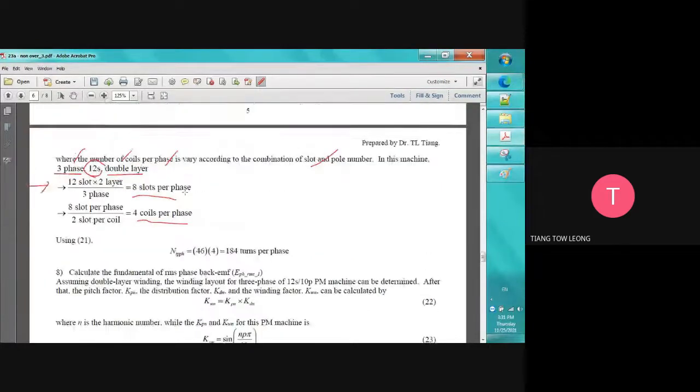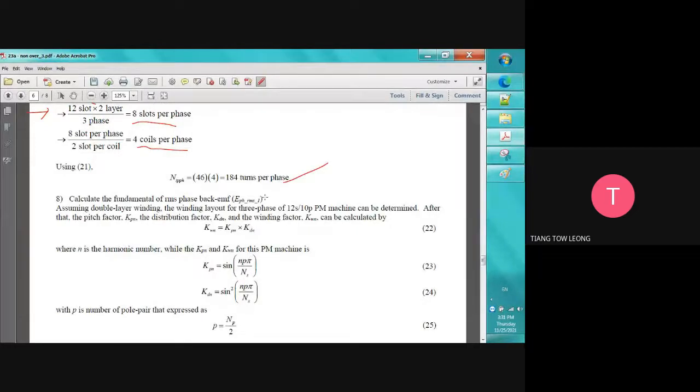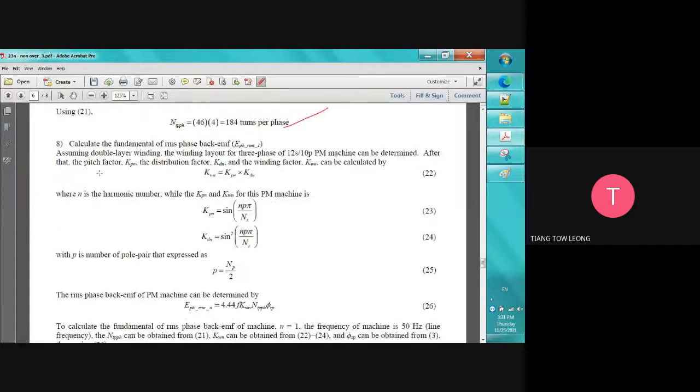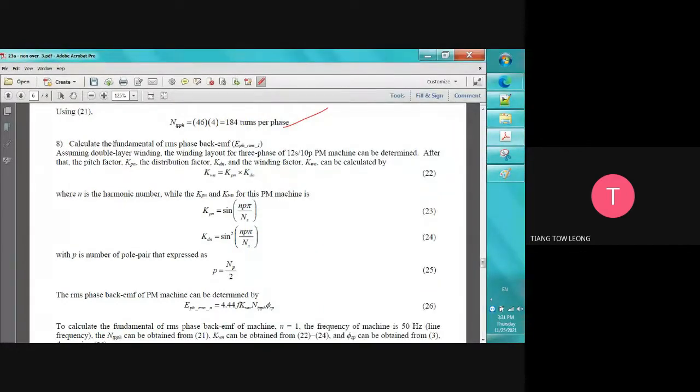So using 21, that is 21, okay. Then we will have a number of turns per phase, which is 184. After that, we want to calculate the fundamental of RMS phase back EMF. So for this motor, we want to run it. Then after we run it, we want to know how good the voltage we can obtain. So before we run it, we can do the calculation first.